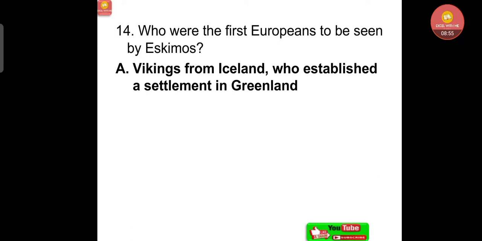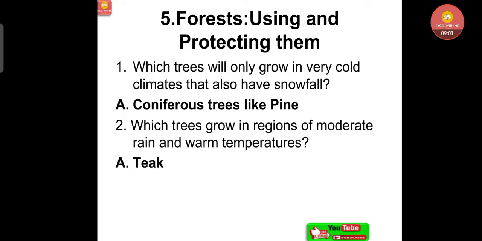That is Vikings from Iceland, who established a settlement in Greenland. Next topic, forests, using and protecting them. Which trees will only grow in very cold climates that also have snowfall? They are coniferous trees like pine. Which trees grow in regions of moderate rain and warm temperatures?